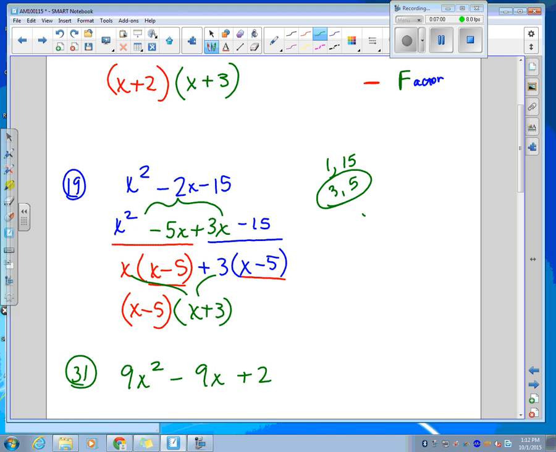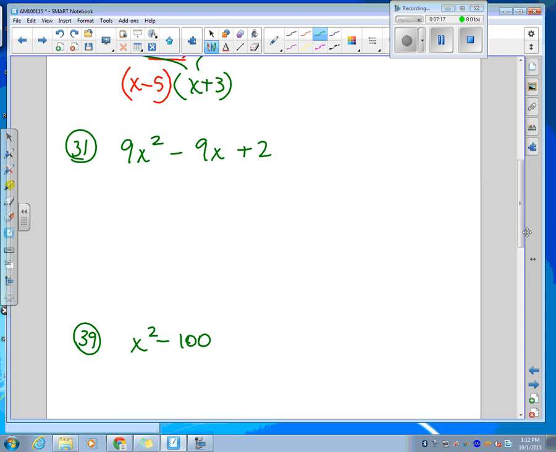So where we're headed with this is solving equations. In order to find out the solutions, we are going to need to factor these. Okay? So let's move on to question 31.